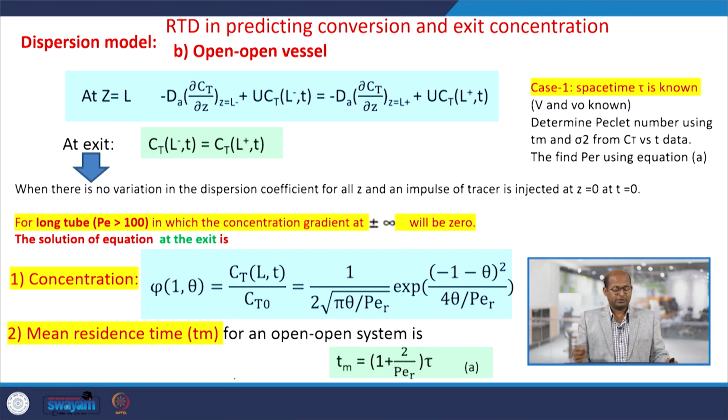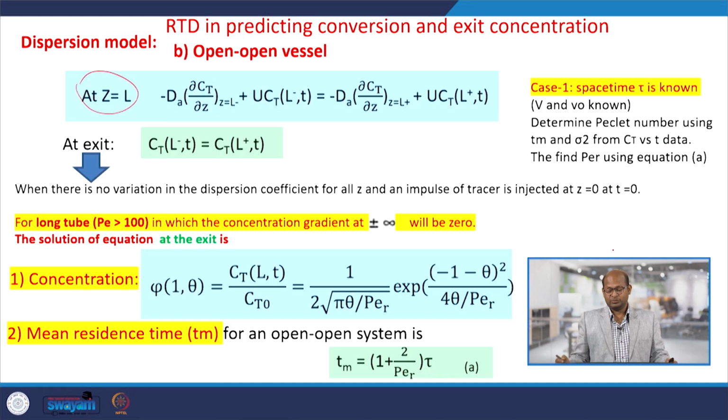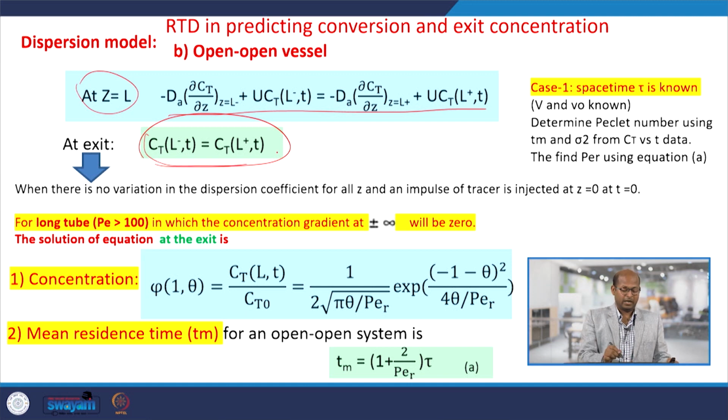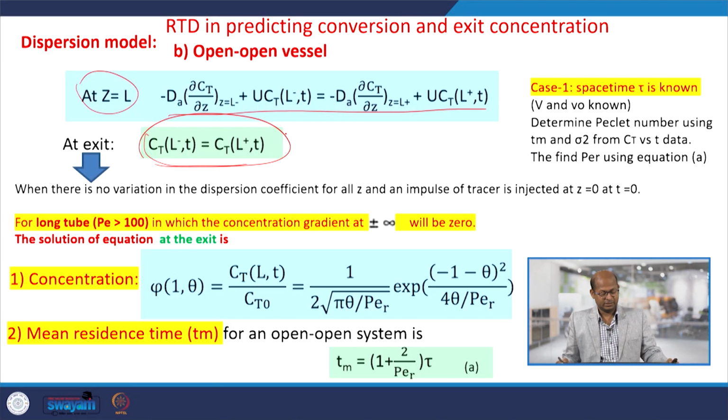Similarly, at z equals L dispersion is also present at this particular point. There also we can develop similar correlations, and we can set the concentration of the tracer at that point: C at L minus at time t equals C at L plus at time t. This is the exit condition. These are the boundary conditions for the open vessel, and we have to solve these equations considering these boundary conditions.